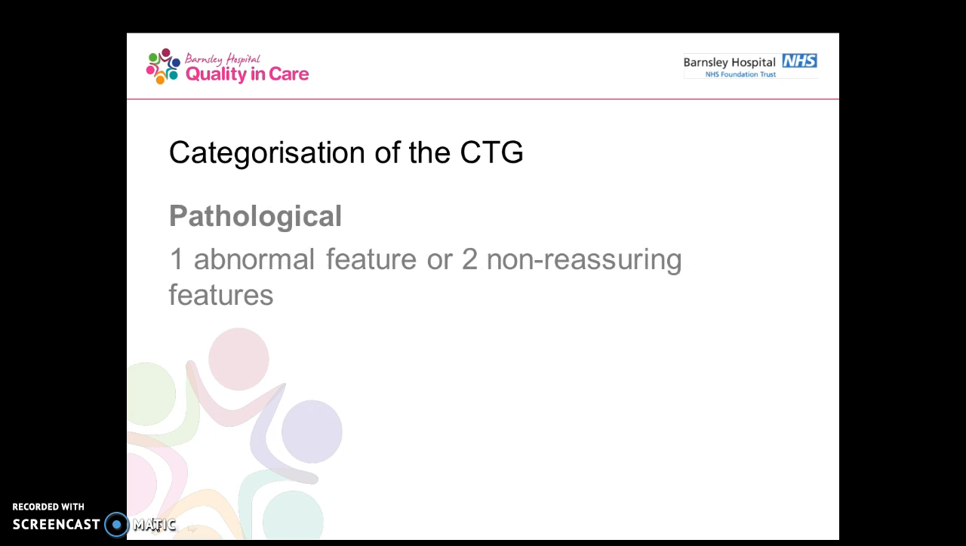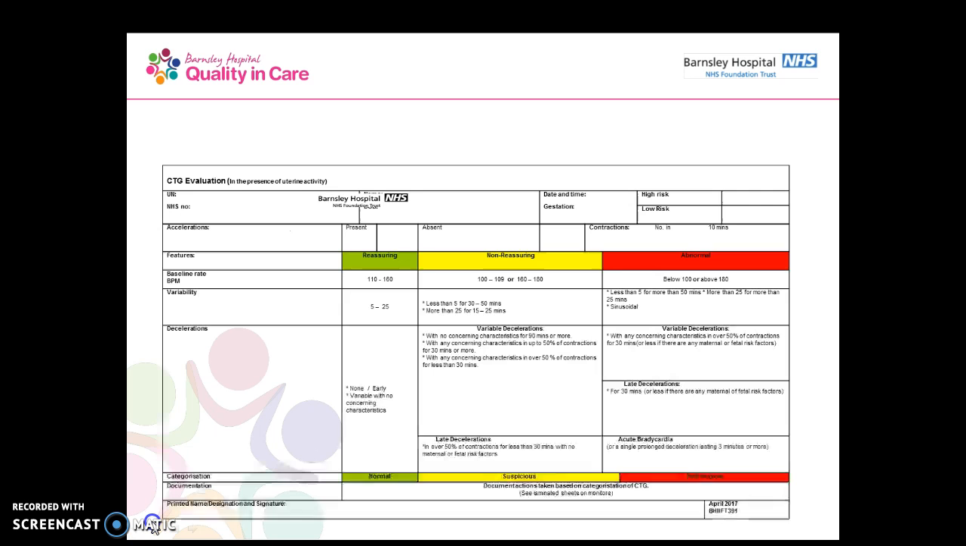So you will categorise your CTG as pathological if you'd got 1 abnormal feature or 2 non-reassuring features. And again, you're looking at your baseline rate, your variability, and any decelerations that there might be. And this is a copy of the latest version of the CTG sticker that you will be using and putting in the records.